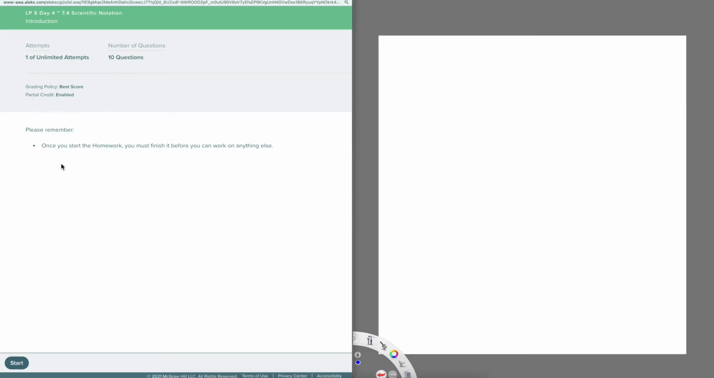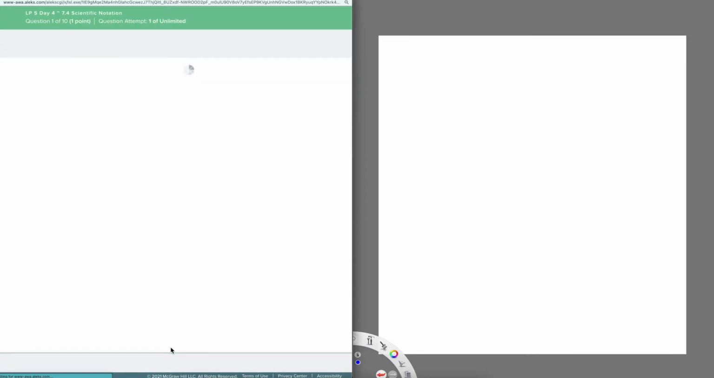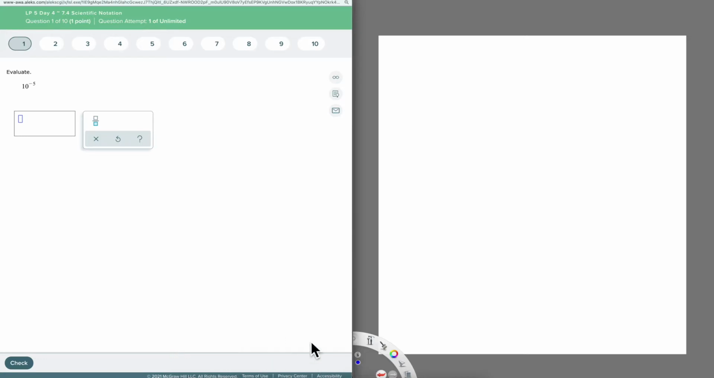Down here it says once you start your homework, you have to finish it before working on anything else. So that means if I click start, down here at the bottom right corner, you will see Submit Assignment button. It doesn't appear on my screen, again, teacher preview, but it'll be on your screen. That means that from this point on, whether you've worked on anything at all, or if you have only worked on a couple of these problems, you click that button.